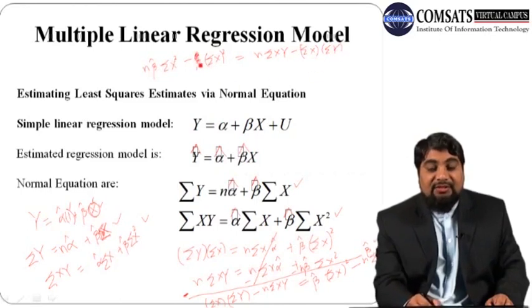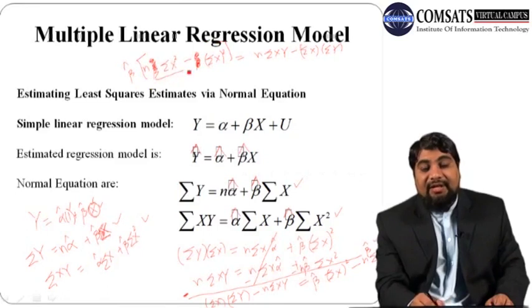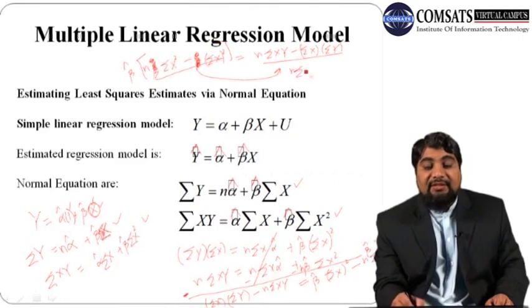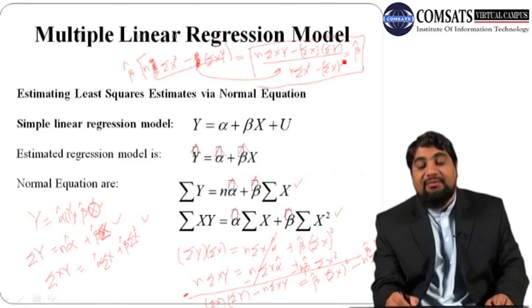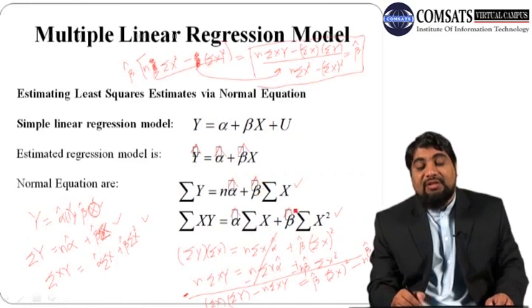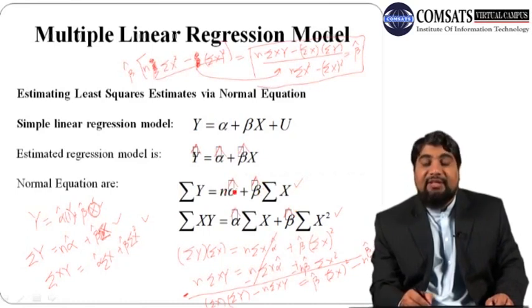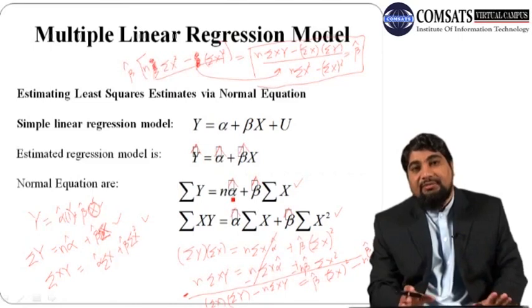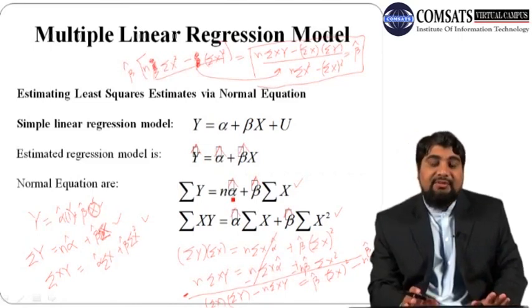From these two expressions, take beta hat common and then divide. You will see that you get n summation x square minus summation x whole square, and this is the estimated value of beta hat which we have calculated before. Now if we plug this value of beta hat into either equation 1 or 2, we can find the value of alpha hat. So using normal equations, it is quite easy to get the parameters of the estimated regression line.